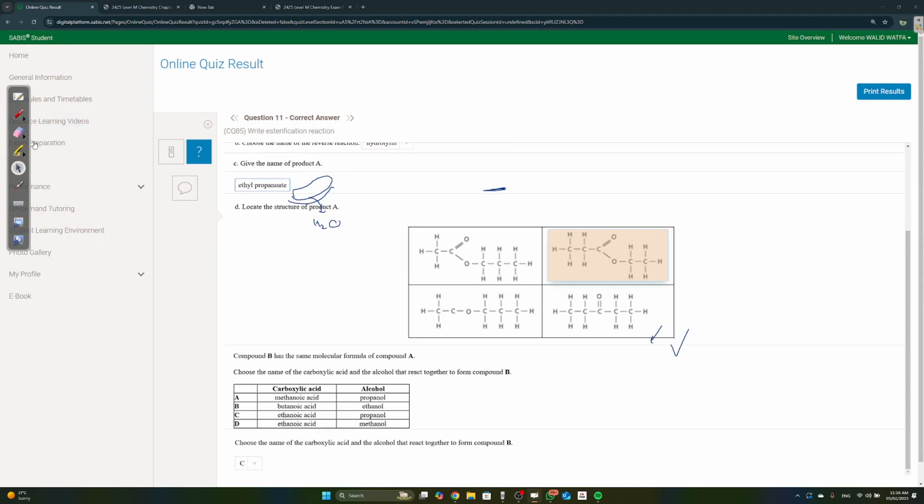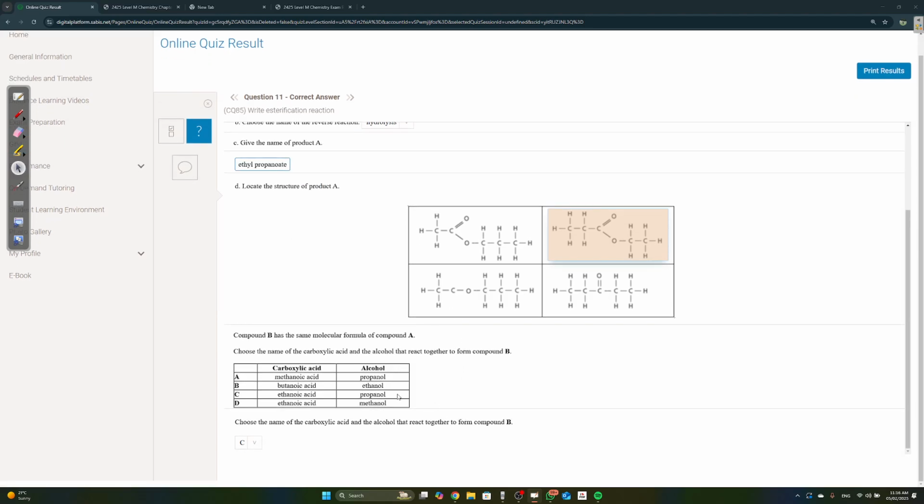Compound B has the same molecular formula as compound A. Choose the name of the carboxylic acid and the alcohol that react together to form compound B. So this was actually mentioned in the notes. So ethyl propanoate is formed by having ethanol and propanoic acid, right? Now they're saying it's the same formula but it has a different name. What formed it? Take a look.